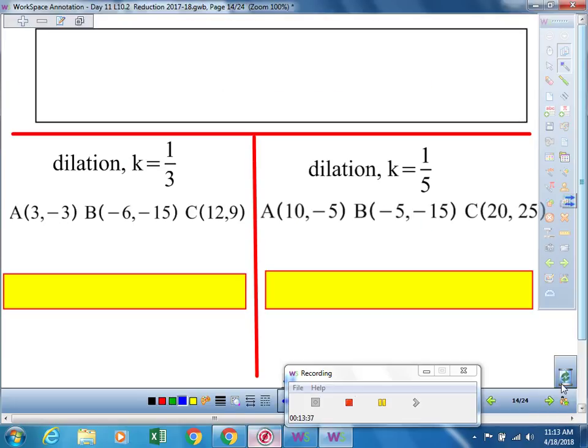All right. So this one, we're not going to do the Sage and Scribe. I just want you to do both of these. And what are you going to do? You're going to find the new sets of ordered pairs. So this one, what are you going to do? You're going to divide by 3. And then this one you would divide by 5. Okay, go ahead and do those 2.